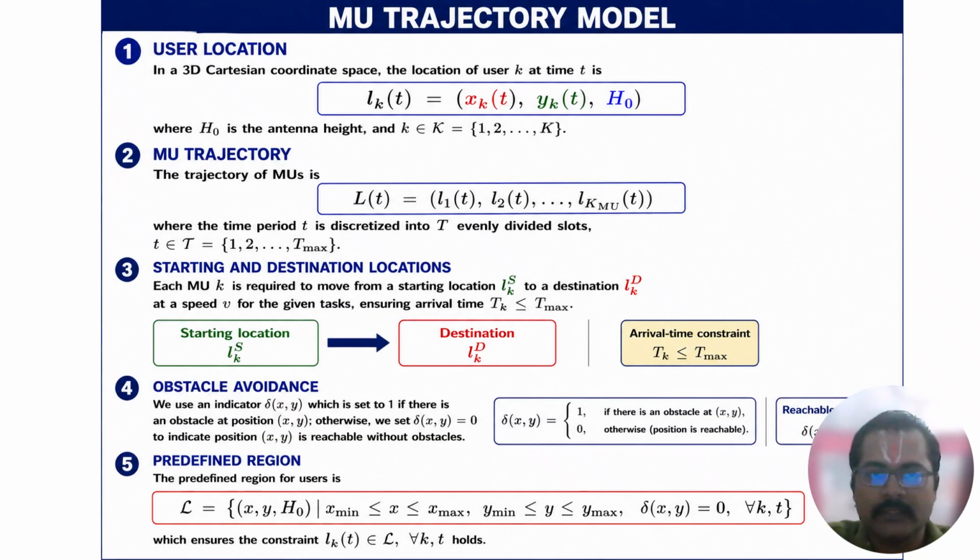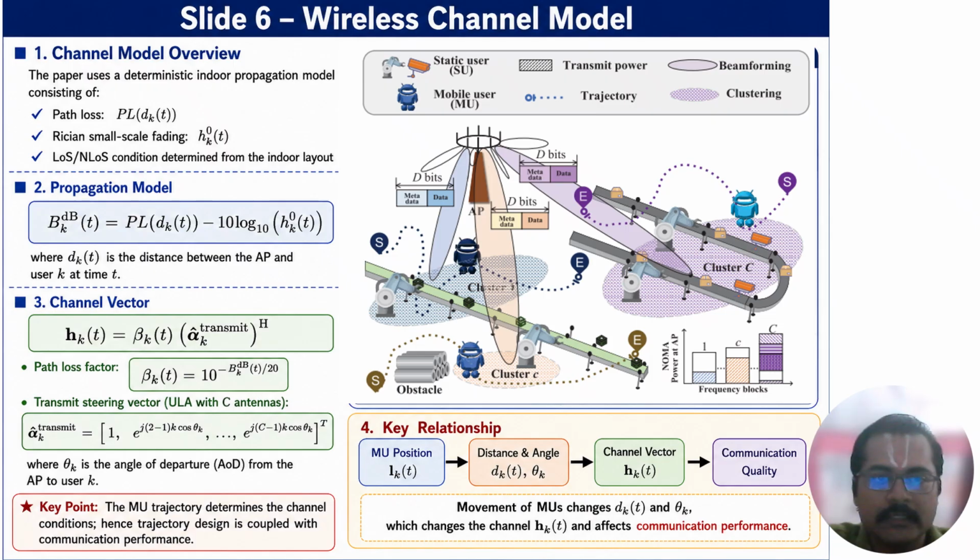And similarly in a disaster scenario, disaster happens in a particular area, so that region should be specified when you are designing the environment. Let's see the channel model. Wireless channel model, path loss model, Bayesian small scale fading, line of sight, non-line of sight. So this is the deterministic indoor propagation model for industrial indoor factory environment.